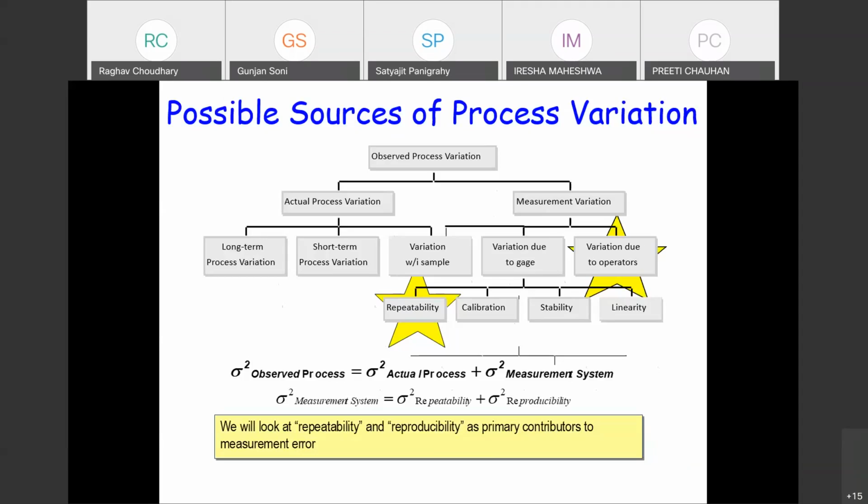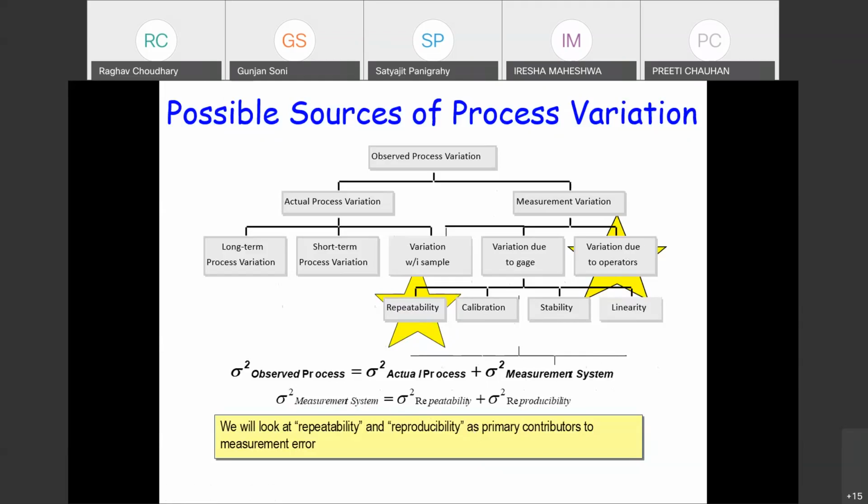So as far as the measurement system is concerned, we are only worried about sigma square measurement system. That is the variance of the measurement system. So the variance of the measurement system is largely because of the operators or because of the measurement system itself. So we say the variance of the measurement system is largely attributed to repeatability and reproducibility.